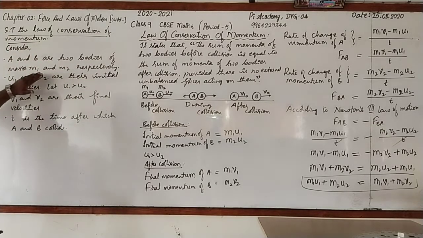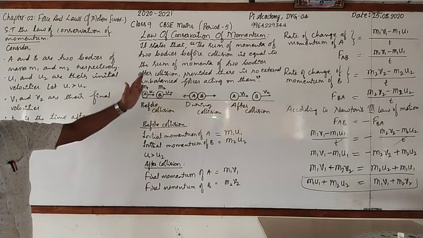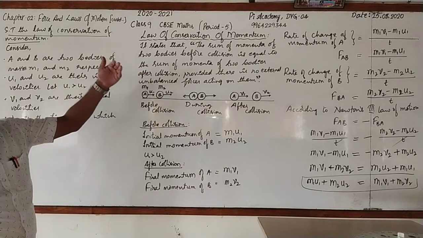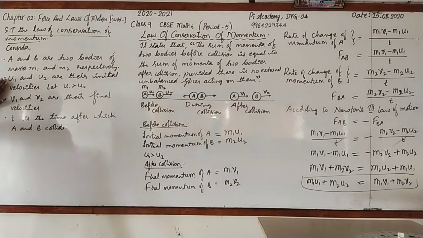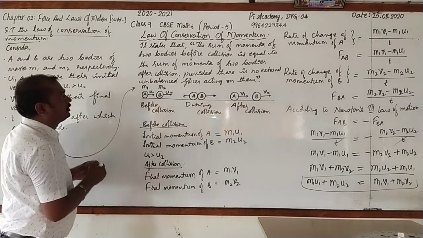A and B are two bodies of masses m1 and m2 respectively, moving in a straight line in the same direction. Next, u1 and u2 are their initial velocities. Here let us assume u1 is greater than u2. Then they collide with each other after some time. We have taken the time as t. When they collide with each other, their velocities change. v1 and v2 are their final velocities. Got it?